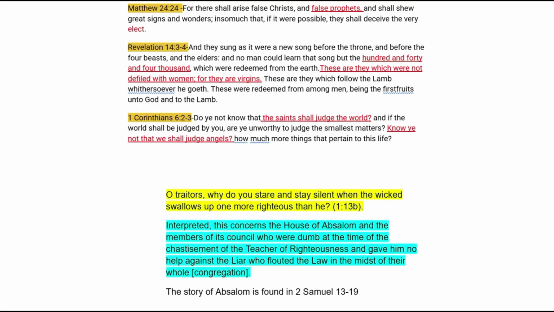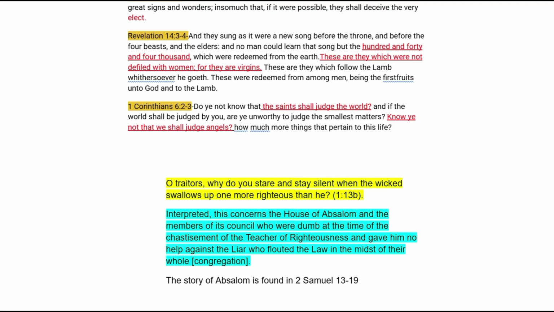So that's just the only thing I can think of. But even going with this idea of the house who rebelled, and then it goes on to say, and the members of the council who were dumb at the time of the chastisement of the teacher of righteousness. So if this teacher of righteousness is Jesus, when was the chastisement of Jesus? Now, my first thought was obviously at the cross when he died. That's a chastisement. But then when it keeps reading here, it says, and gave him no help against the liar who flouted the law in the midst of their whole congregation.